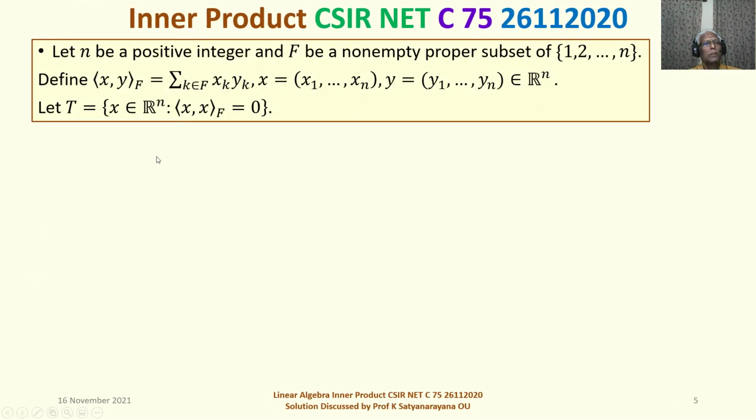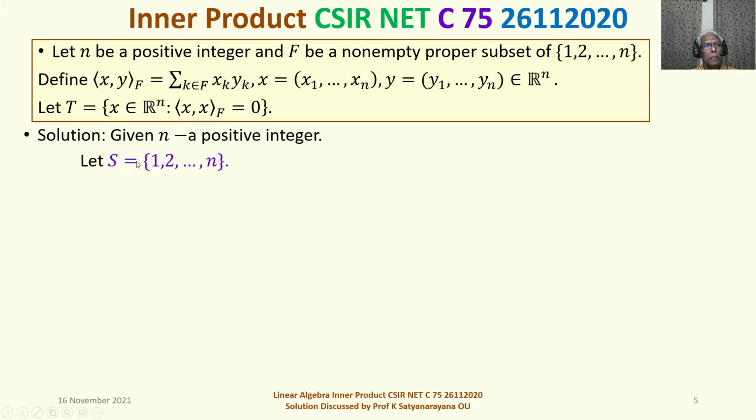We now discuss the solution. Given n is a positive integer, let S be the set consisting of the elements 1, 2, 3 up to n. F is a non-empty subset of S, and F is a proper subset of S, and F not equal to S, and thereby F will be a non-empty proper subset of S.